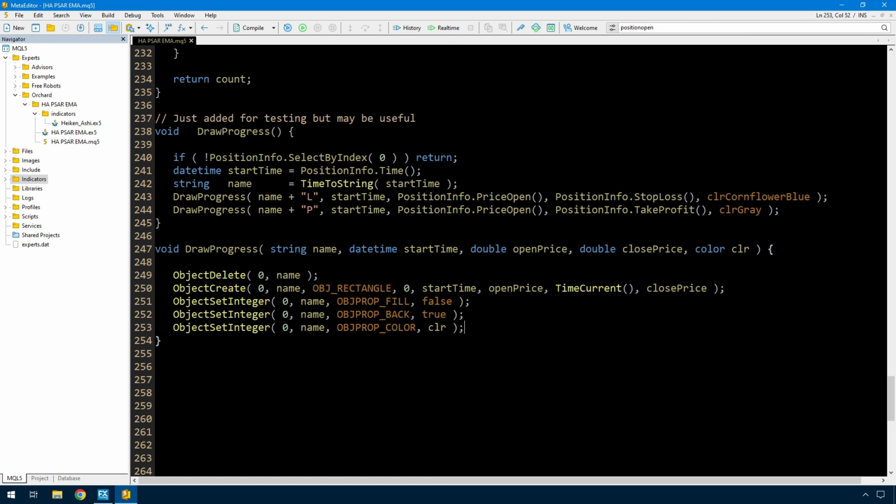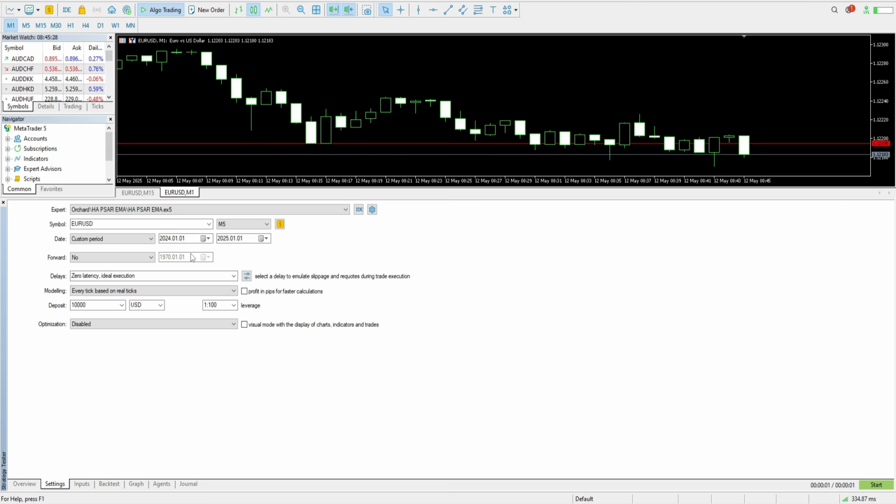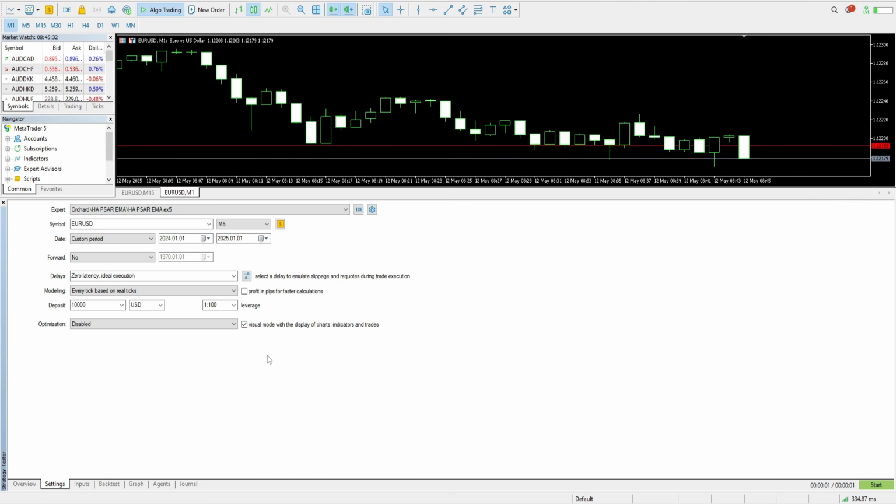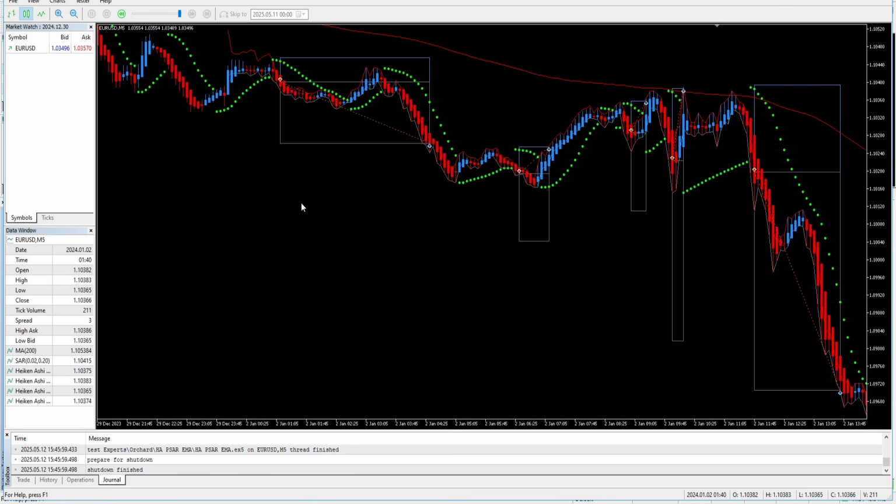So with that in place, I should get a box that will begin when a trade is opened and will extend until the trade's closed. Now I can run this same test again in visual mode, and then I'll see where those boxes have been drawn on the chart. I won't look at every trade, I just want to basically see if I'm doing the right things.